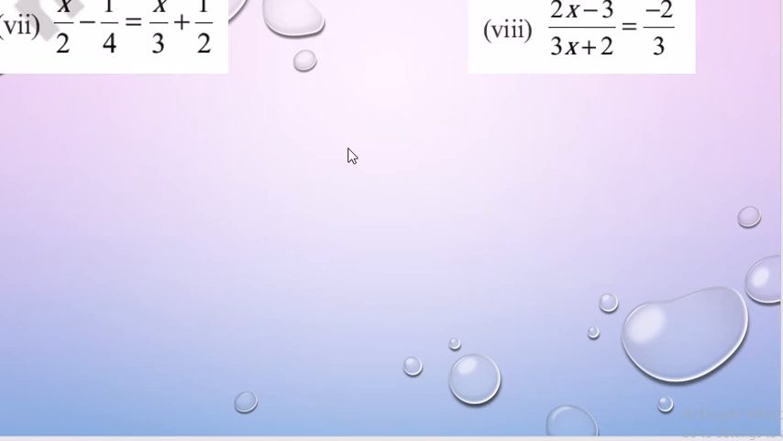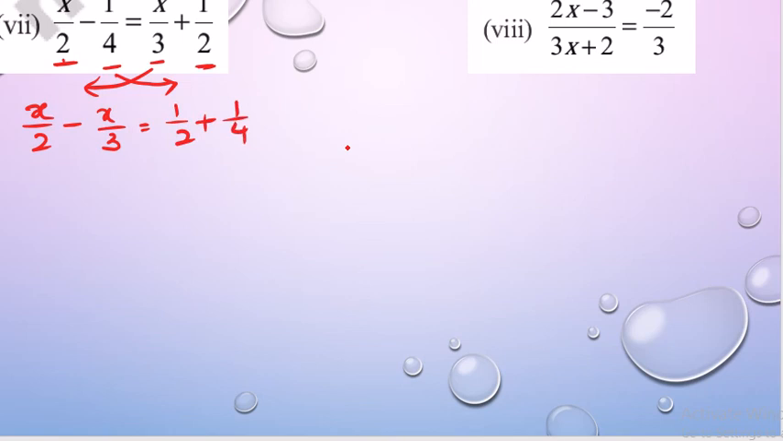See here, x/2 minus 1/4 is equal to x/3 plus 1/2. Here you can clearly observe that we have one variable term on the left hand side and one variable term on the right hand side, one constant on the left hand side, one constant on the right hand side. So first we need to rearrange them. I am transposing this x/3 to the left hand side and this minus 1/4 to the right hand side. So after rearranging, what we are going to get is x/2 minus x/3 is equal to 1/2 plus 1/4.